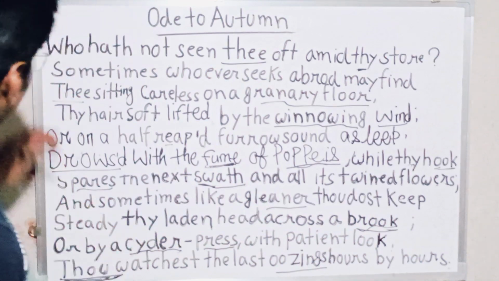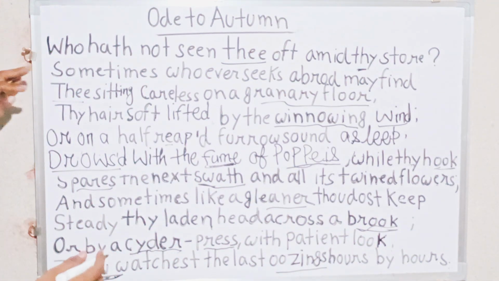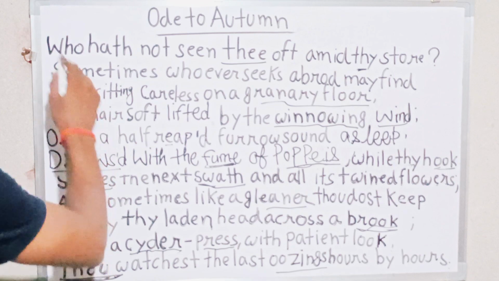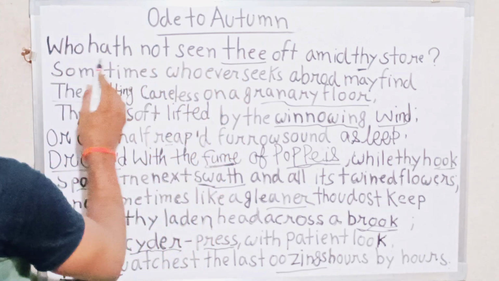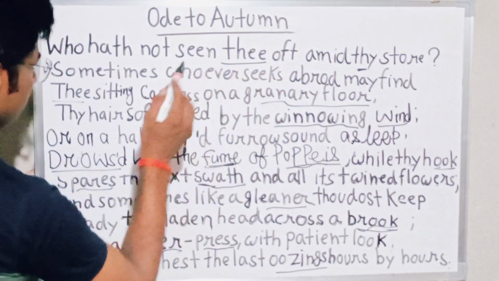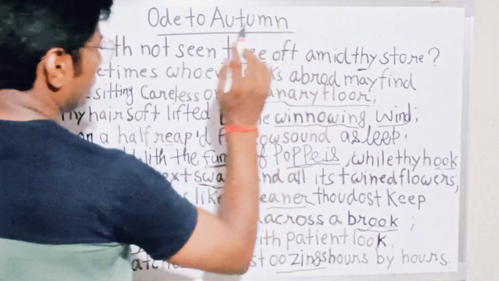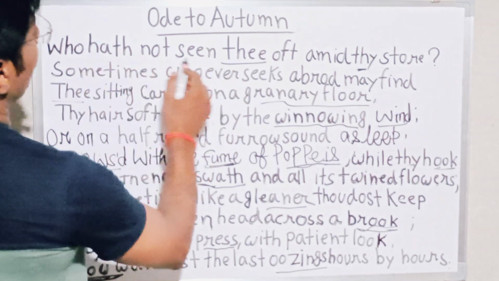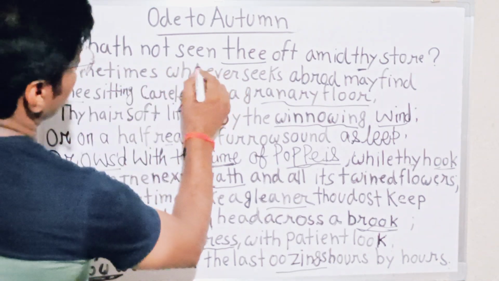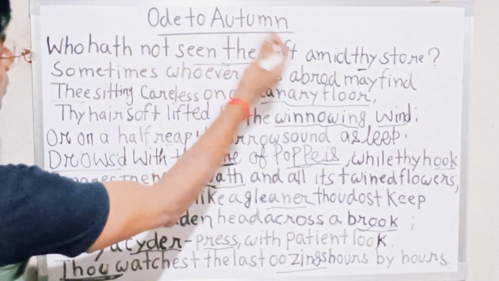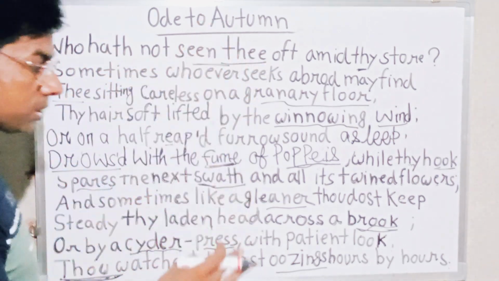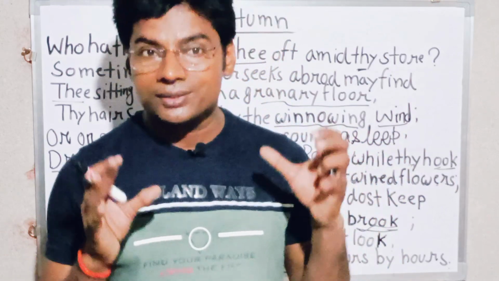So my dear learner, this was the explanation of the second stanza of the poem. Now let's look at the figures of speech used in this poem. In the first stanza, you can understand that autumn is personified as a woman farmer, or as a woman. It means personification is used in the first line of the poem, because he says, who hath not seen thee? And second thing, this stanza is also addressed to the autumn. He says, thee, who has not seen you? Here the poet is directly addressing his words to the autumn by personifying it as a woman.